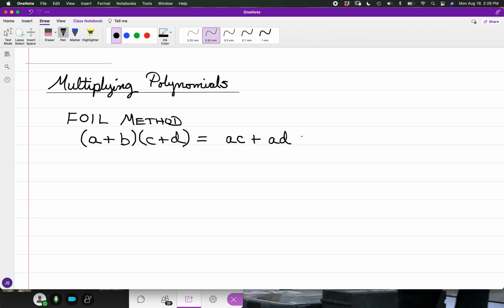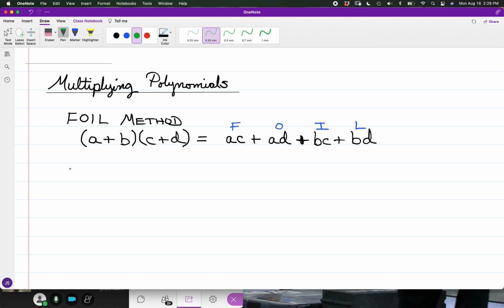Inside will be the closest terms from the separate groups, so you have b times c. And then we have pairing up the last terms, b times d. So you have first, outer, inner, and last.